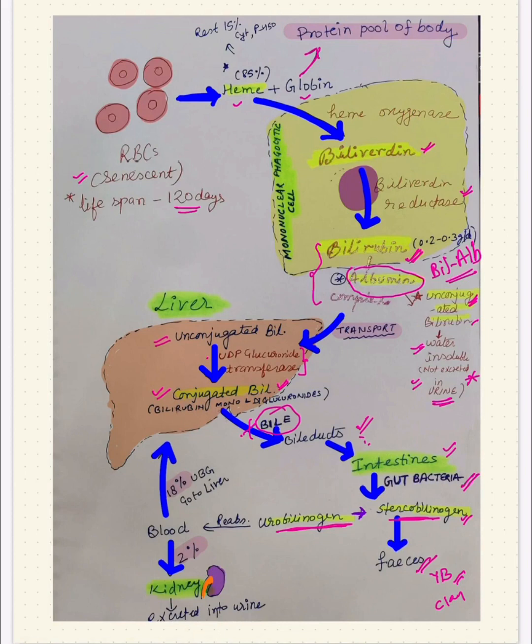Now of the urobilinogen which is formed, 20% is reabsorbed into the blood, and out of that the majority goes to the liver and forms part of the enterohepatic circulation. So it is taken up again by the liver, and a very small amount, about 2%, goes to the kidney, and that urobilinogen is excreted into the urine. So trace amounts of urobilinogen can be seen normally in the urine.